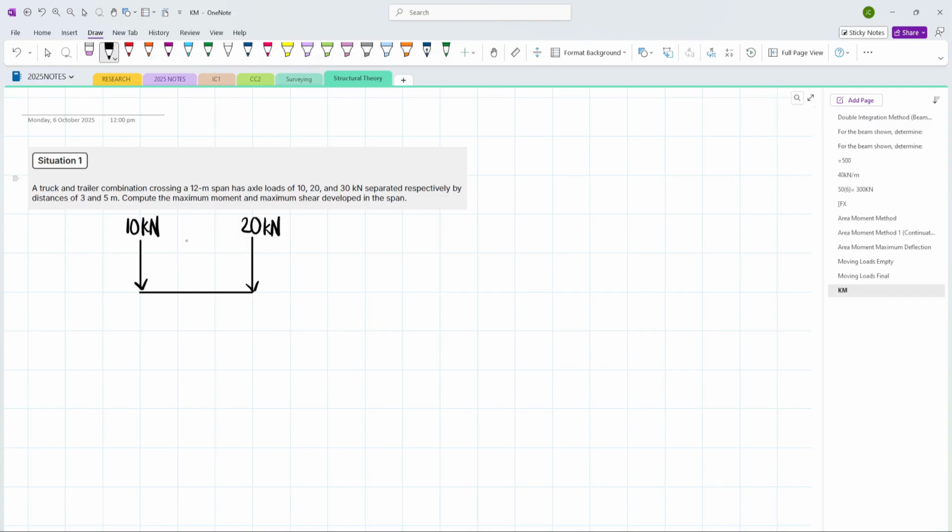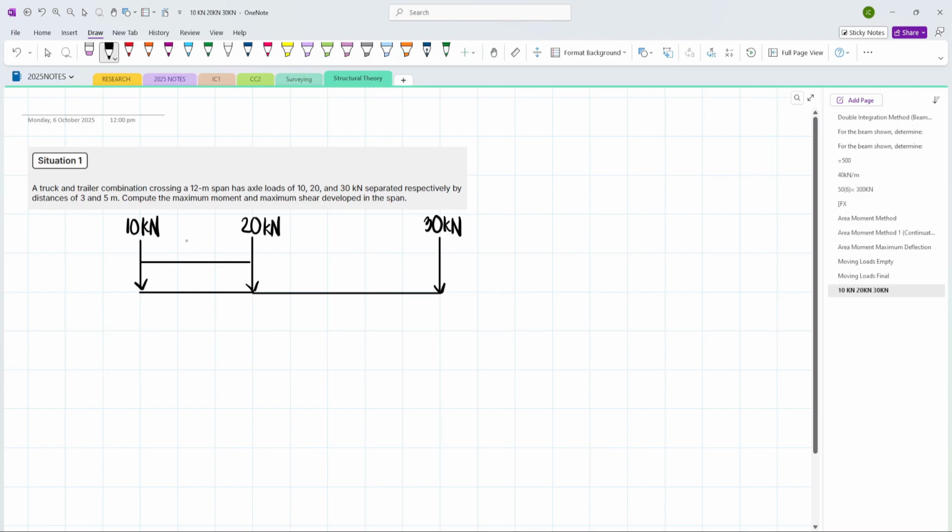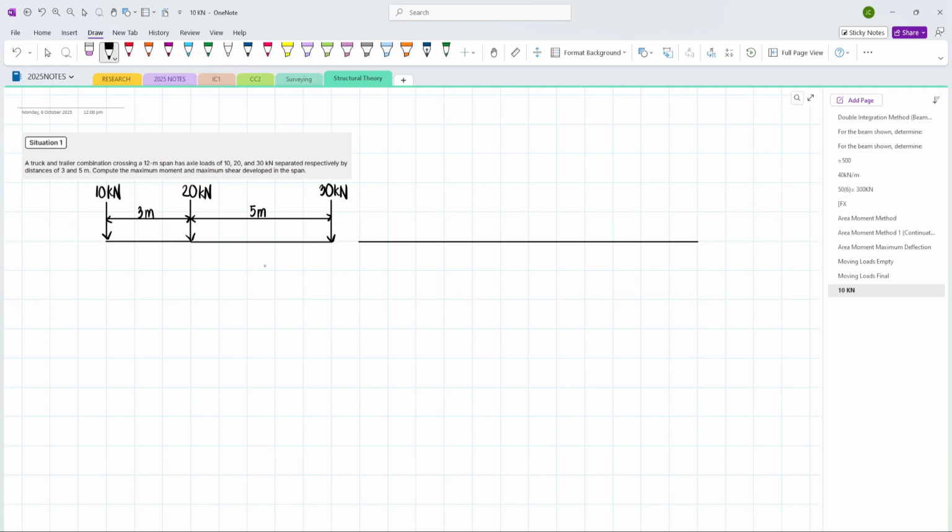Then, 5 meters from the 20 kilonewton load, we have our 30 kilonewton load. So, 1, 2, 3, 4, 5. Ayan. So, again, this is 3 meters. Ito naman 5 meters. Then yung span natin is 12 meters. Ayan. So itong figure natin, naka-scale na yan.